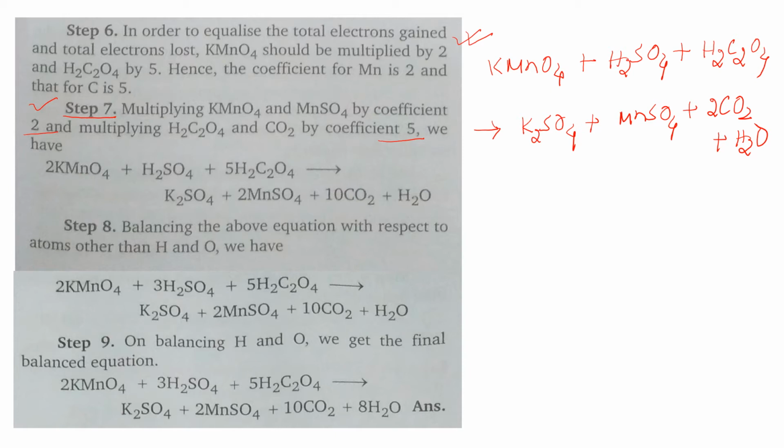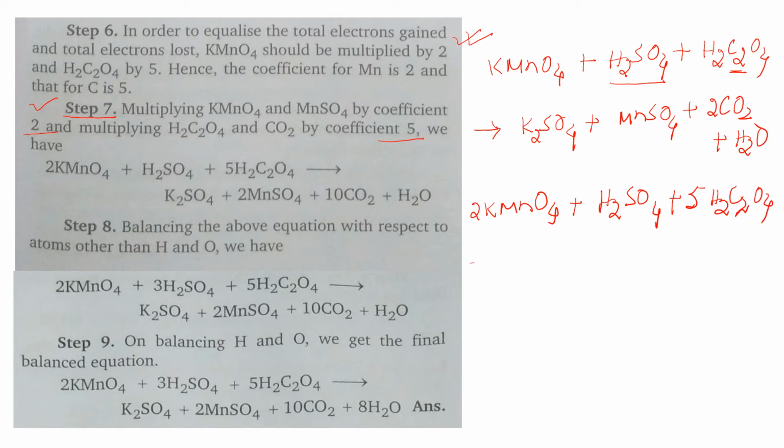So after multiplying, what I am getting is 2 KMnO4, because Mn has to be multiplied by 2. Plus H2SO4, because in H2SO4 neither Mn nor carbon is present, so I am writing it like that only. Now this has carbon, so it has to be multiplied by 5. So it is 5 H2C2O4.